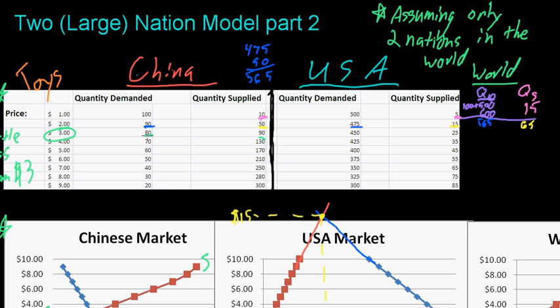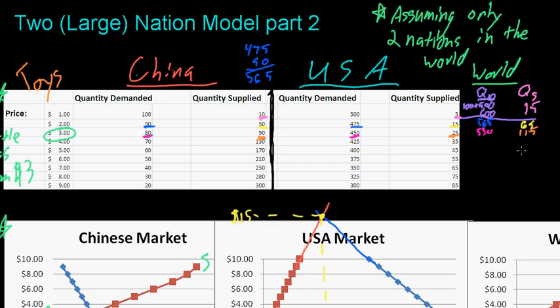So at a price of $3, the world will demand, China will demand 80 toys, the US will demand 450 toys. So the world, which is just China plus the US, will demand 530. If I am doing my math correctly, which I think I am. Yeah, I should be. And then the world will supply, China will supply 90, and the USA will supply 25. So in the world, we will have 115 toys supplied.